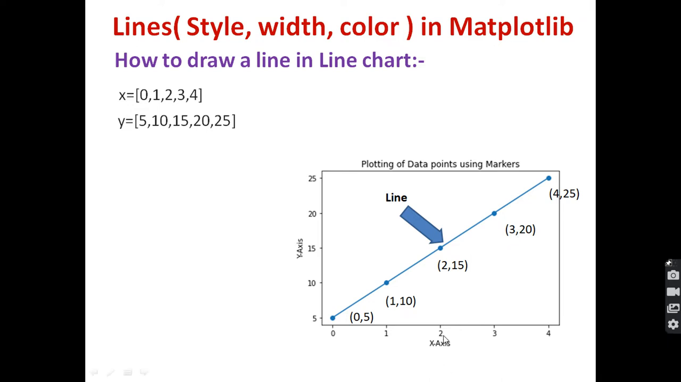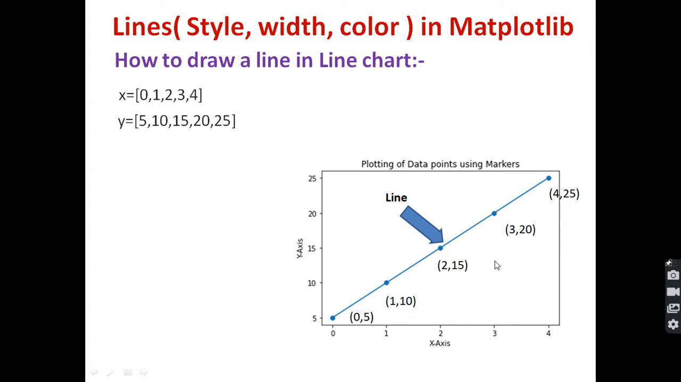Okay. So, this is the x-axis. This is the y-axis. This is the title: Plotting of data points using markers. So, this solid circle is called a marker. How many markers are there? As many data points as there are, that many markers are there. Here, 5 data points are there: first one, second one, third one, fourth one, and fifth one. So, 5 markers are available.